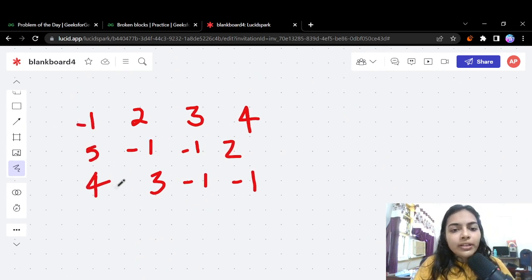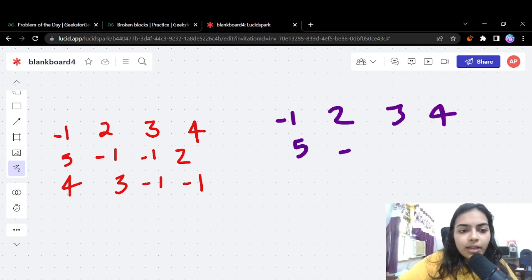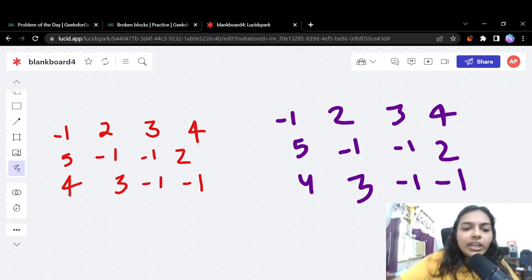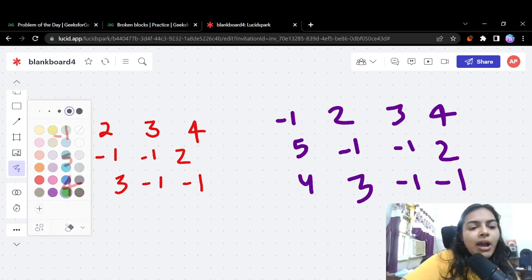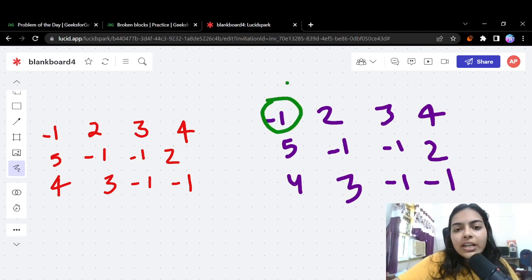So what I'm doing is a very simple thing. I am just writing the same matrix again, and for each box I'm finding the maximum possible answer at that particular box. Let's start with the first box. It's -1, nothing can be done.